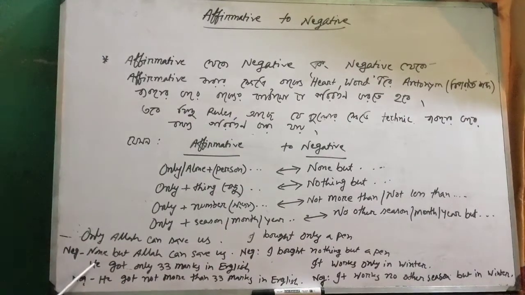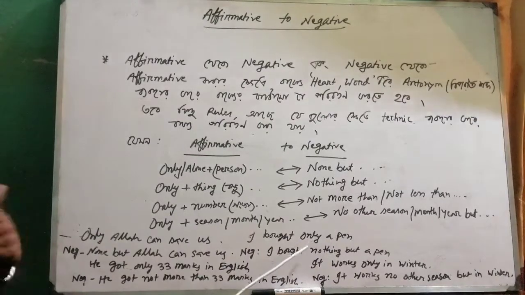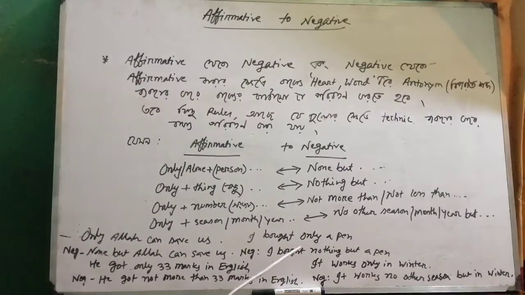Then number 2, I bought only a pen, only plus thing. I bought only a pen. আমি একটি কলম শুধুমাত্র একটি কলম কিনেছি, তার মানে আমি কলম ছাড়া কিছুই কিনি নাই। অর্থটার পরিবর্তন হলো না, তবে স্ট্রাকচার পরিবর্তন হয়ে গেল। I bought nothing but a pen. The sentence is negative and the meaning is never changed here. In the place of only I wrote nothing but.